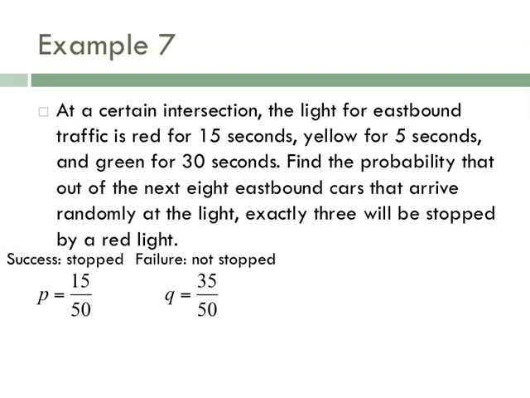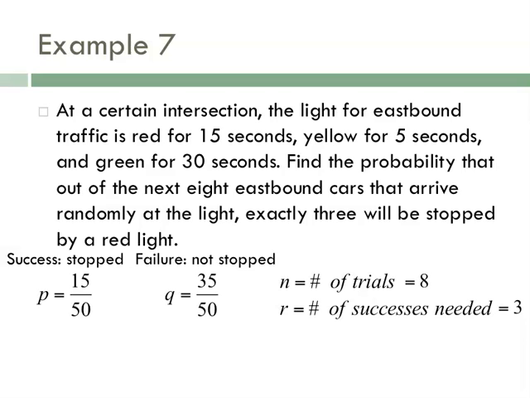Okay, so now find the probability that out of the next 8 eastbound cars, so out of 8, your number of trials is 8, exactly 3 will be stopped by a red light. So R is the number of successes that are needed, which is 3. All right, go ahead and plug that into the formula.